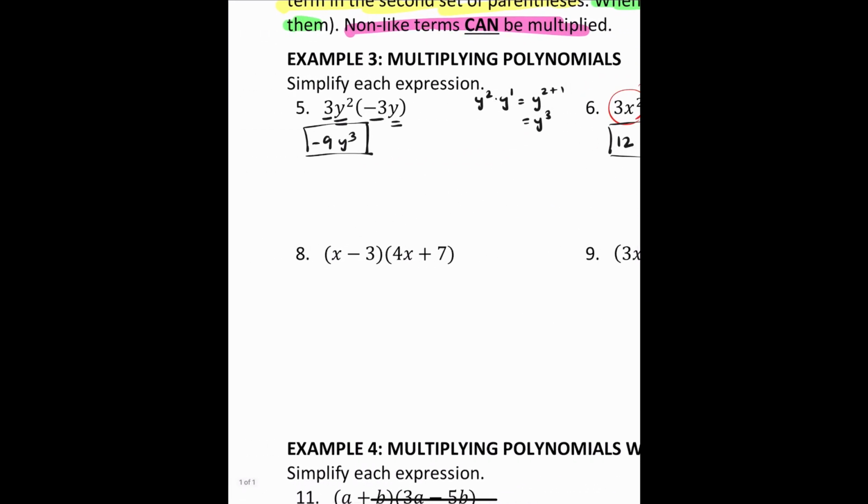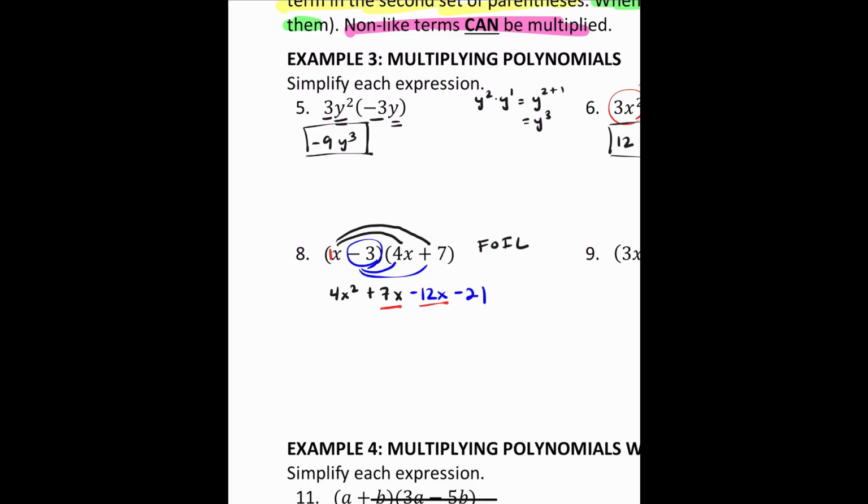Alright, so number 8, we have x minus 3 times the quantity of 4x plus 7. So we have to multiply two binomials. So we will FOIL. So it'll be first, so x times 4x. There's a 1 here. So 1 times 4, that's 4x squared. Then we'll multiply the first and the outer term. So 1x times positive 7, that's 7x. And then looking at this negative 3, we multiply the inner term. So negative 3 times 4x, that's negative 12x. And then lastly, it's negative 3 times positive 7, that is negative 21.